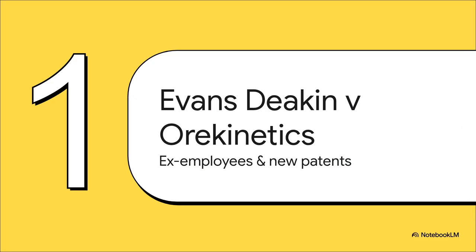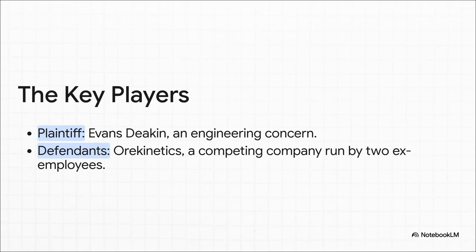And this exact dilemma, this perfect balancing act, was right at the heart of the landmark Queensland Supreme Court case, Evans Deakin versus Orekinetics. This case is the perfect story to show how a court thinks this through. So let's meet the players. On one side, we have Evans Deakin, the established engineering company. And on the other side, you've got two key guys who just left them, the research manager and a draftsman. And they've immediately set up a competing company called Orekinetics. Sound familiar? It's a classic IP dispute setup.